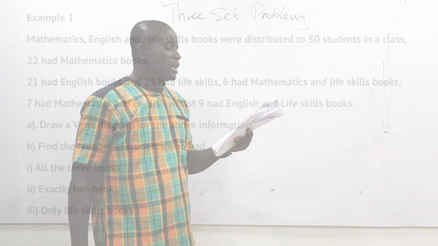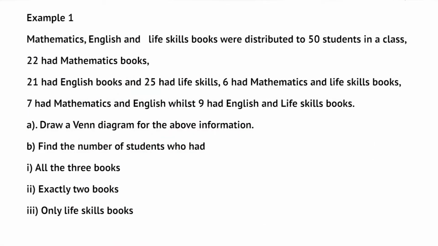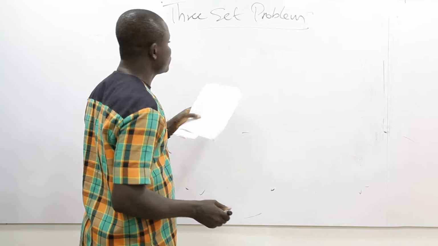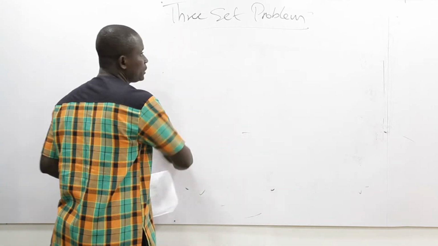You say that example 1: mathematics, English, and life skills books were distributed to 50 students in a class. 22 had mathematics books, 21 had English books, 25 had life skills books, 6 had mathematics and life skills books, 7 had mathematics and English, whilst 9 had English and life skills books. Draw a Venn diagram for the above information and find the number of students who had all the 3 subjects. Now, quickly, let us see what we can do in this regard.